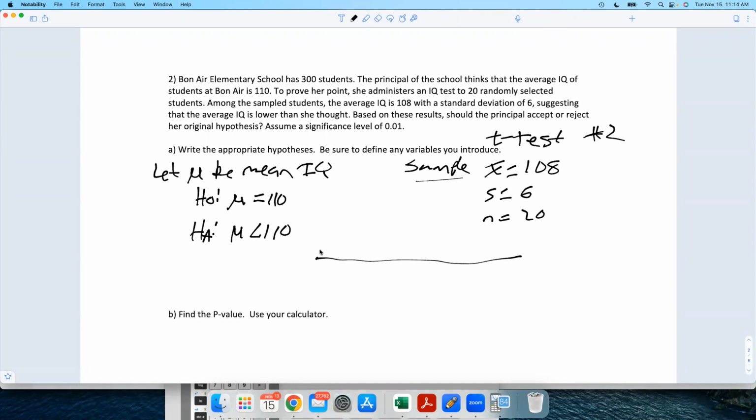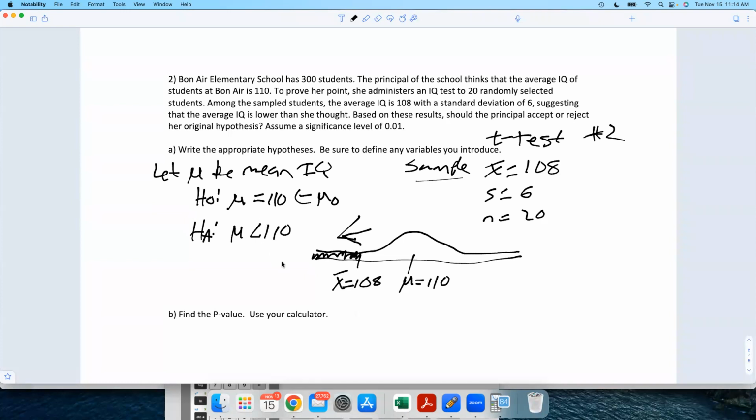We draw a picture. That's a required step. Everything you see me writing is a required step on written assignments. Right in the middle is our mu naught. Remember, that's mu naught right there. 108 is below, less than 110. That's how I knew to write less than here, because 108 is smaller. Notice I also shade to the left. I'm shading that direction. Think of that like an arrow. I'm shading that way. That's the way this guy's pointing.